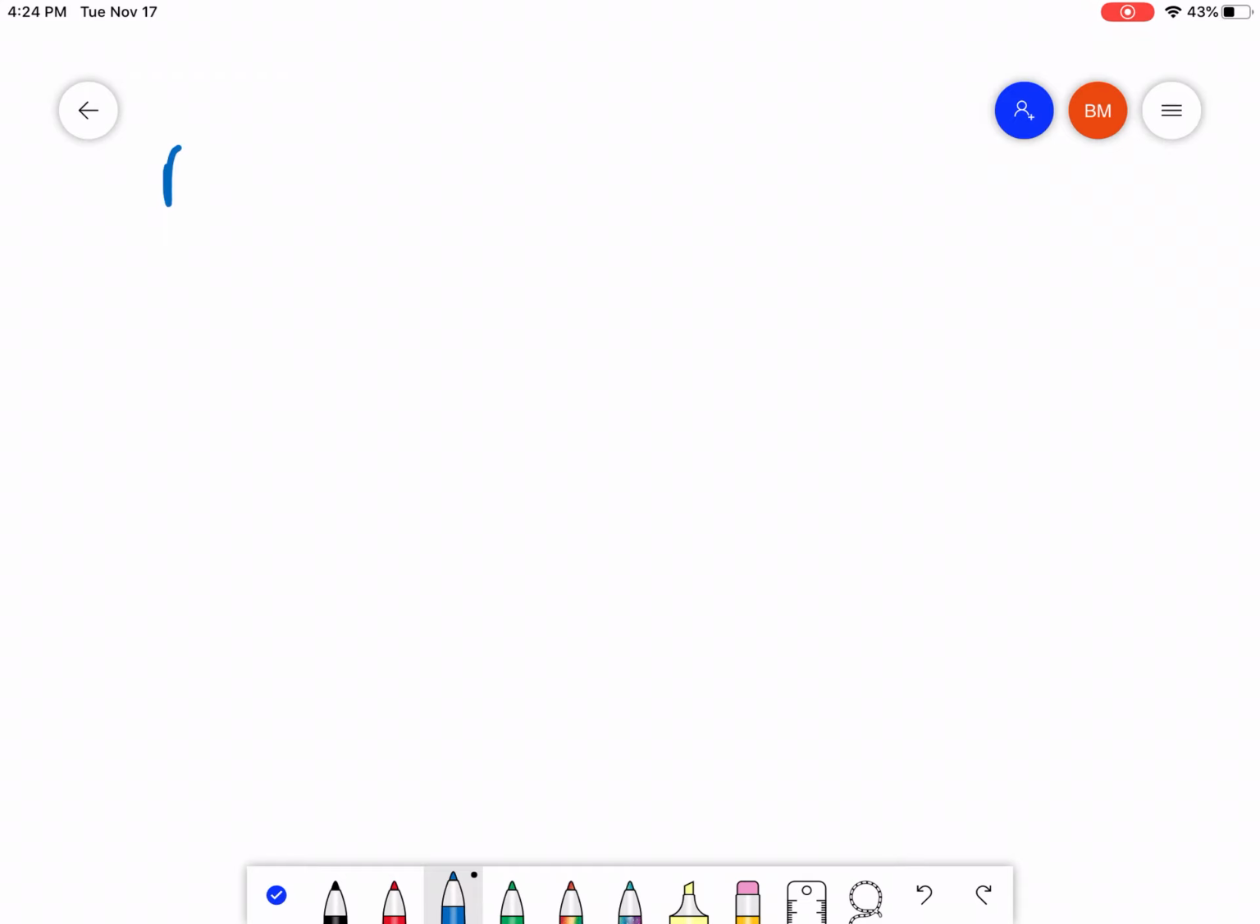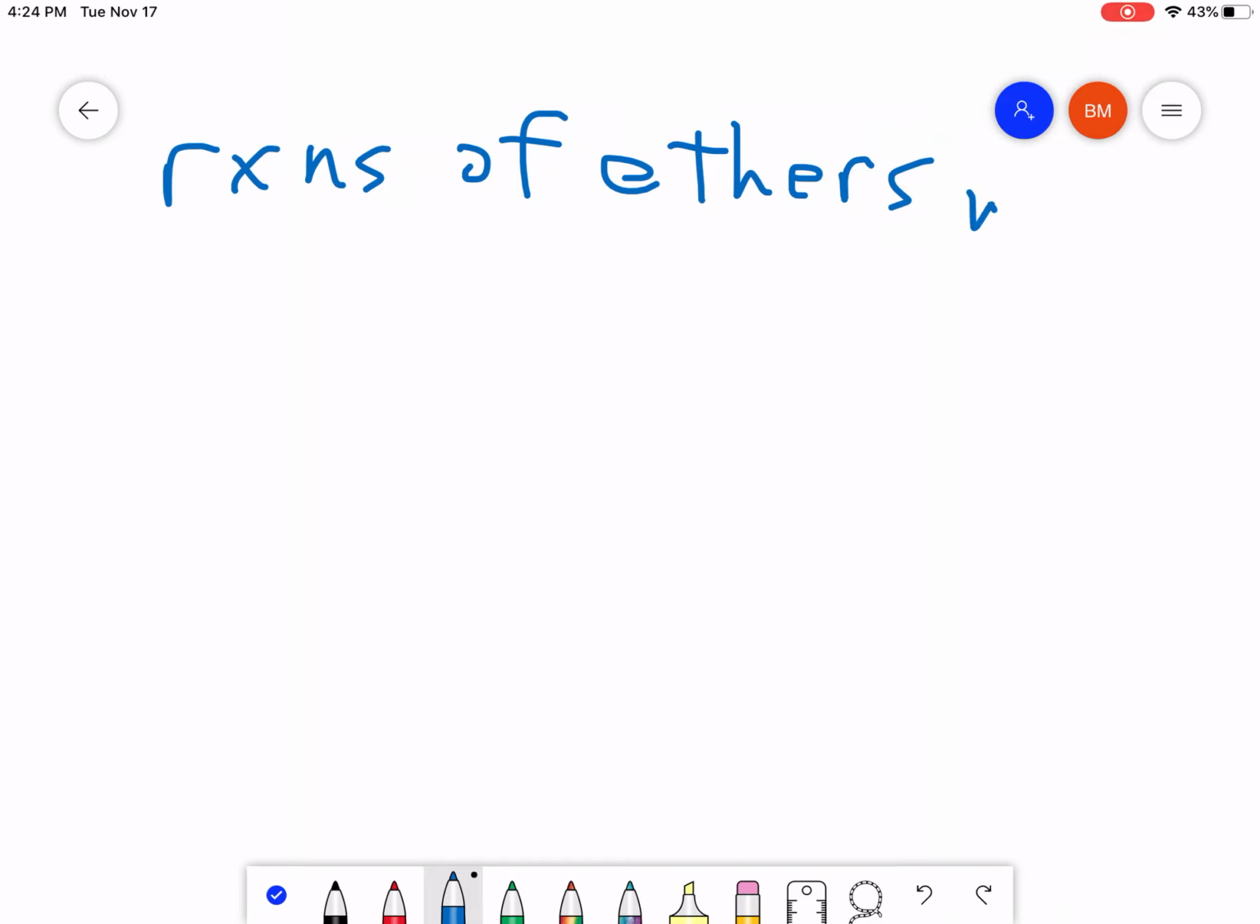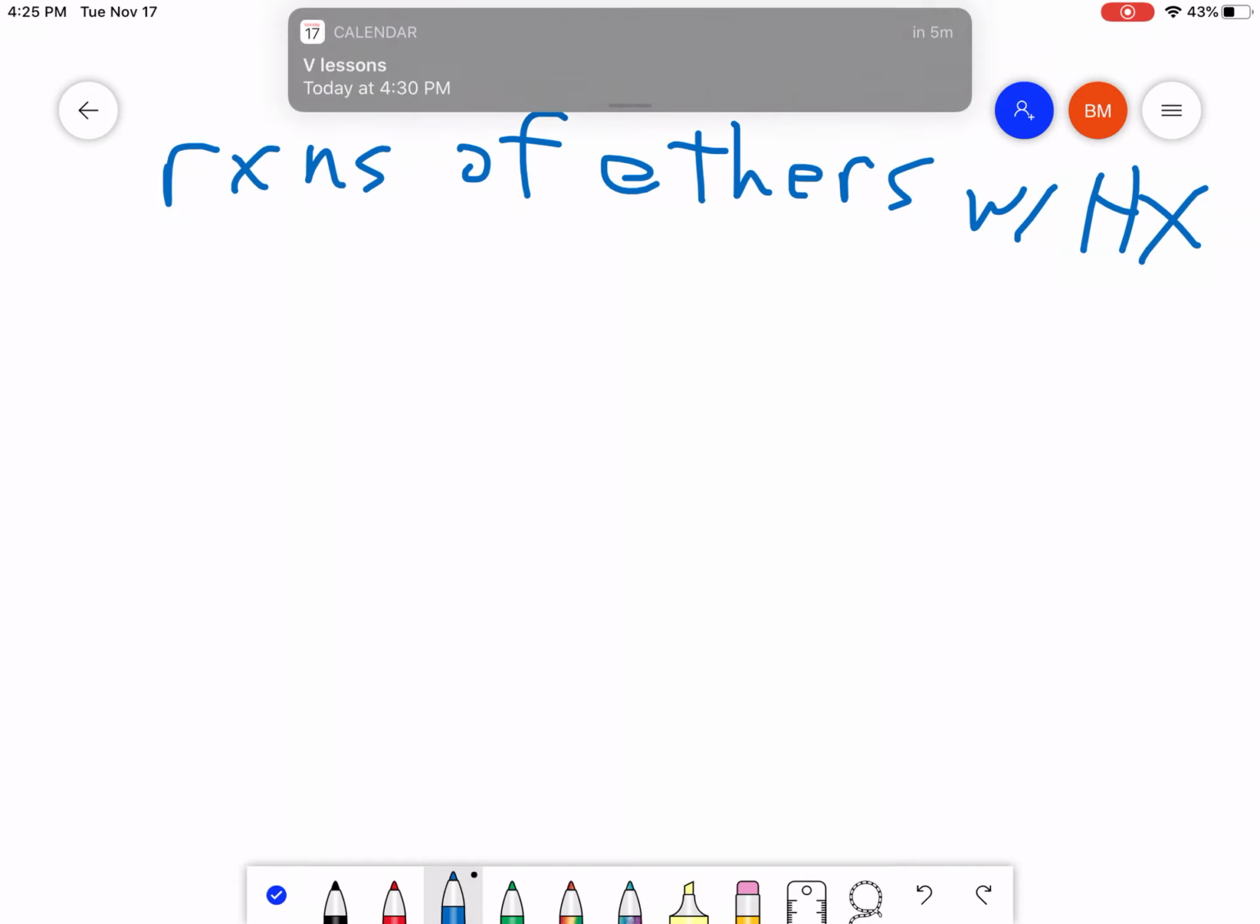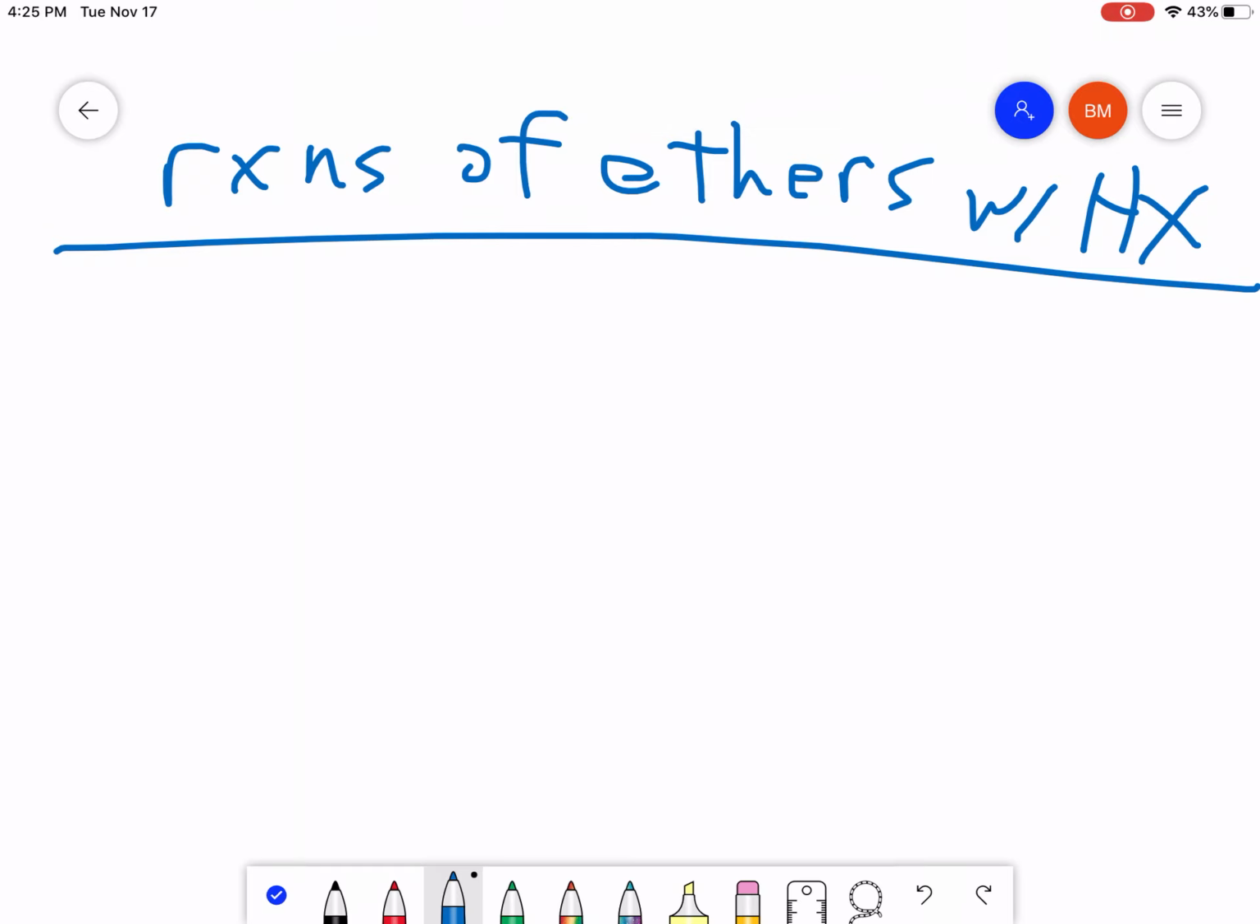All right. So what we're going to look at is reactions of ethers with strong halogen acids. That's going to be HX. So that's going to be, for our purposes, either HCl, HBr, or HI. Okay? So let's take a look.